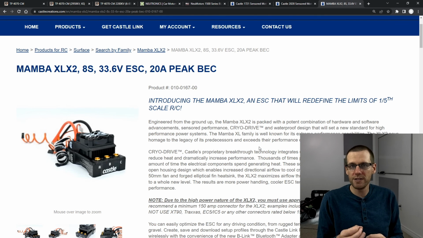Well, there you go, guys. These are the brushless motors that I would recommend. They're probably the most popular and the most powerful that you can find on the market.